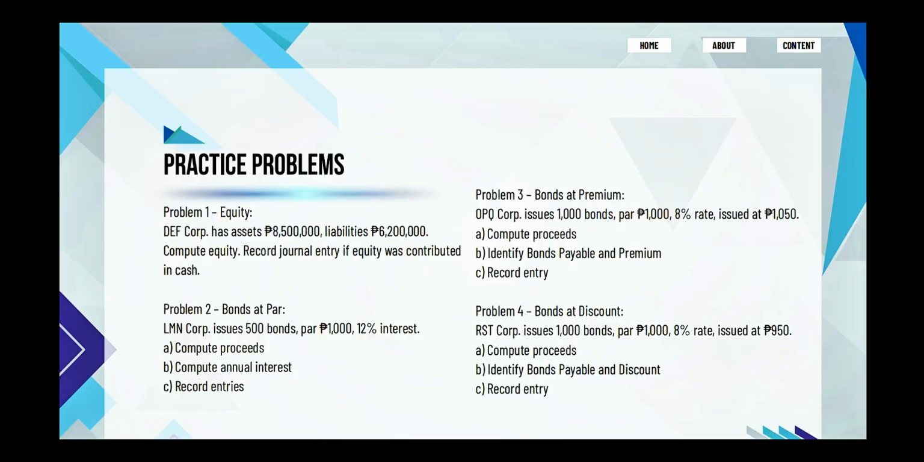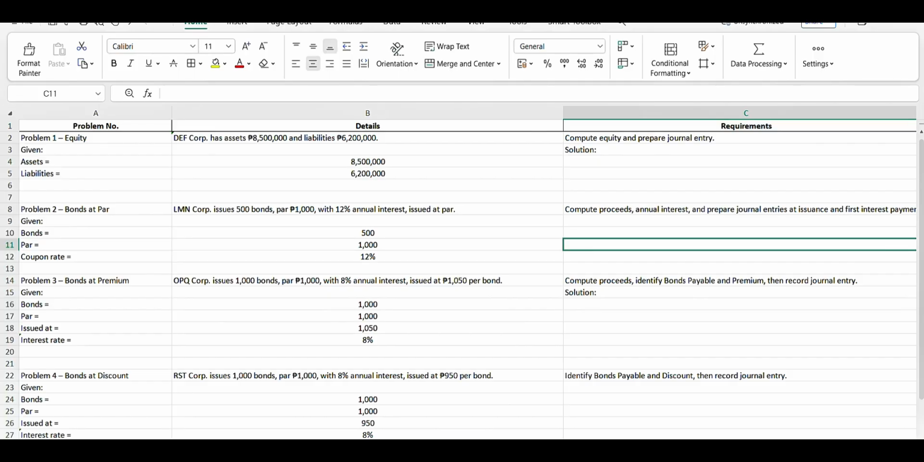Now, of course, we're not yet done, guys, because I prepared four different problems under equity, bonds at par, bonds at premium, and bonds at discount. You can pause this video, guys, if you want to try these four problems. Alright, if tapos ka na, let's check the answers together. Here are the solutions. For problem number 1 under equity, let's read the problem.